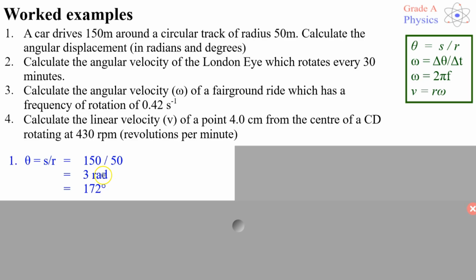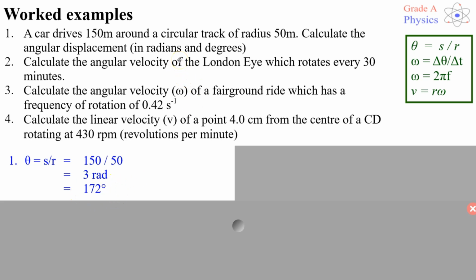Bear in mind that radians have no actual unit because it's a ratio of lengths. But sometimes, just to remind us that it is angular displacement, we could write rad for radians. Sometimes, more of a maths thing, they write a little c with superscript, but we would normally write rad in physics. Then we can convert it by multiplying by pi and dividing by 180, and you should get 172.